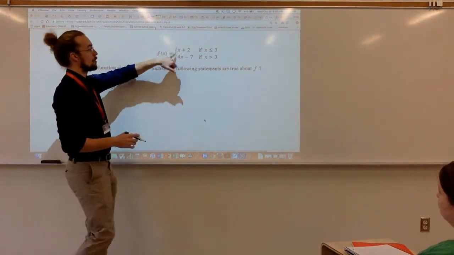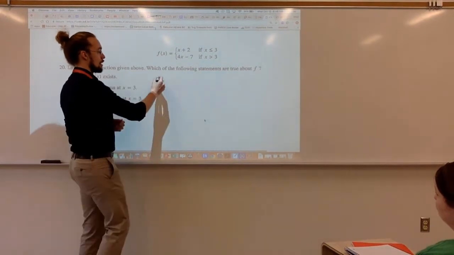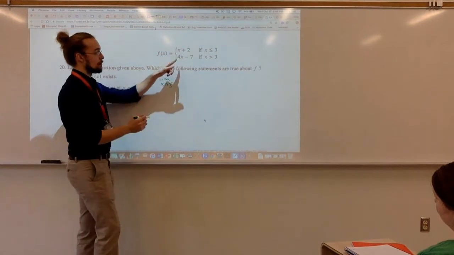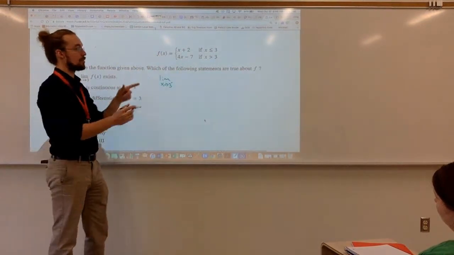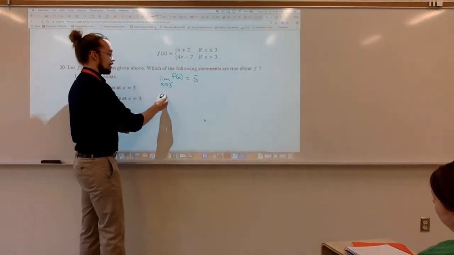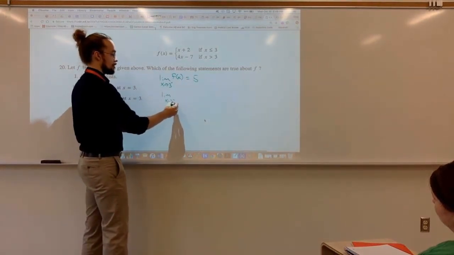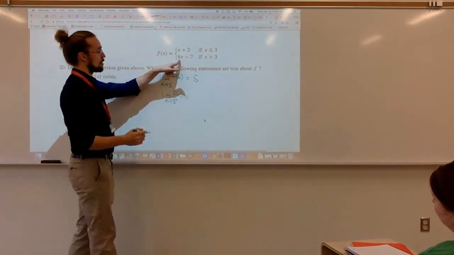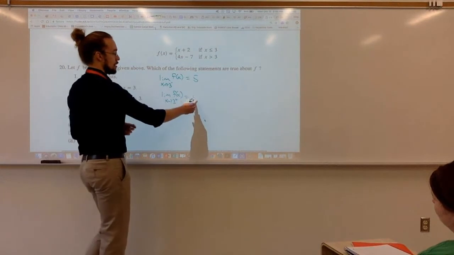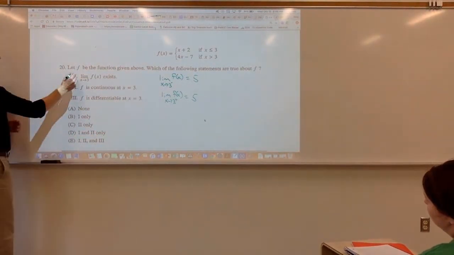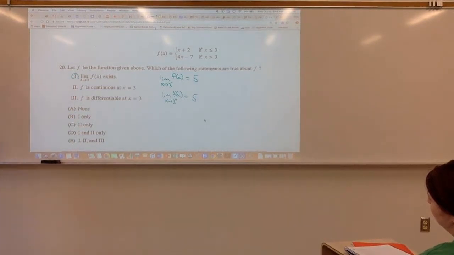So we plug 3 into both of them. I can say the limit as x approaches 3 from the left, if I plug 3 in here, I get 5. And the limit as x approaches 3 from the right, if I plug 3 in here, 12 minus 7 is also 5. So the limit exists, and I'm coming to the same number from both sides.